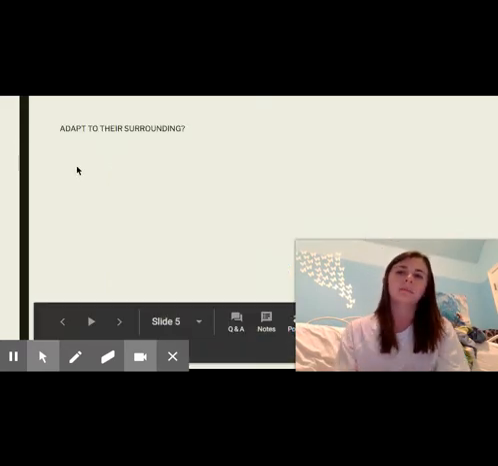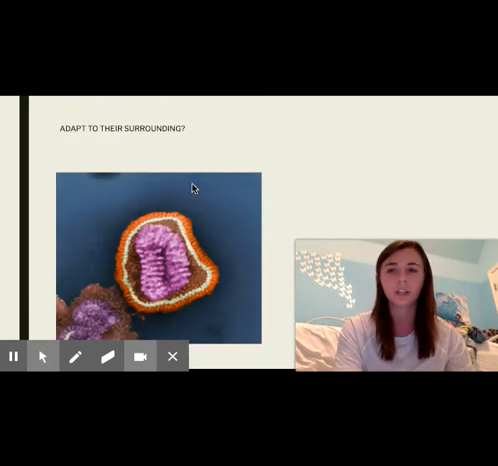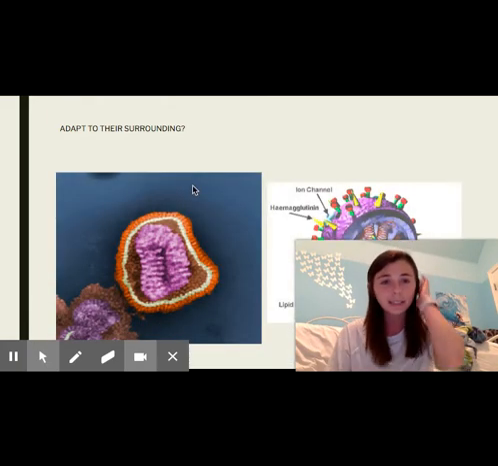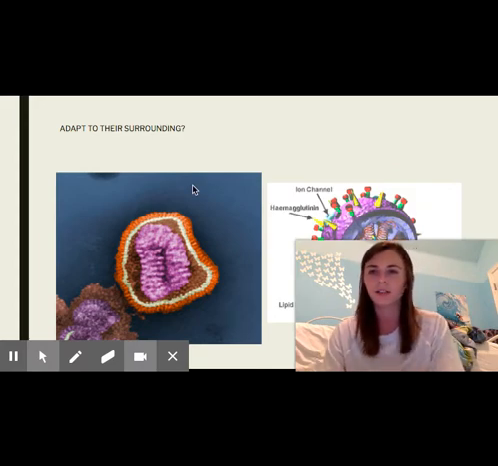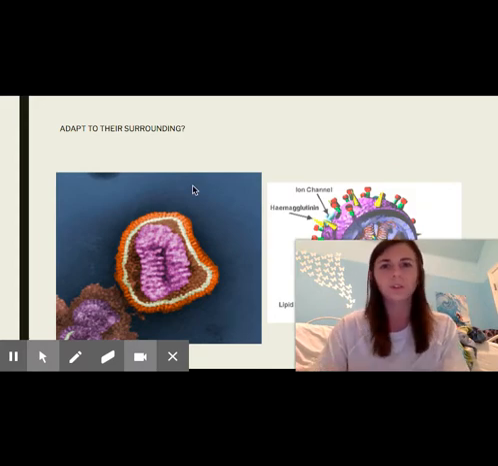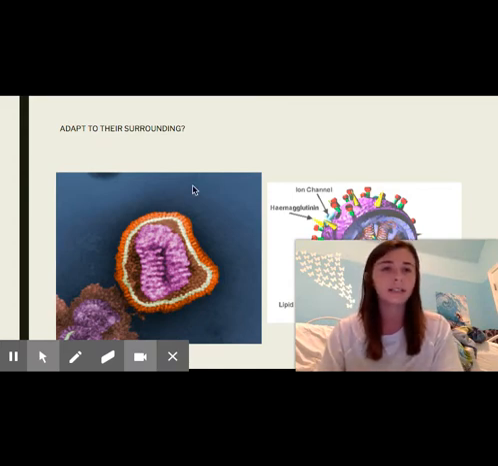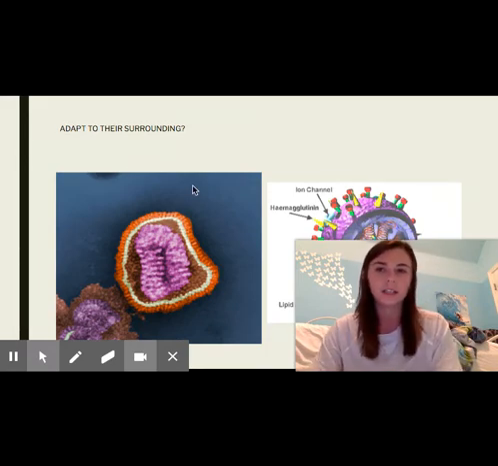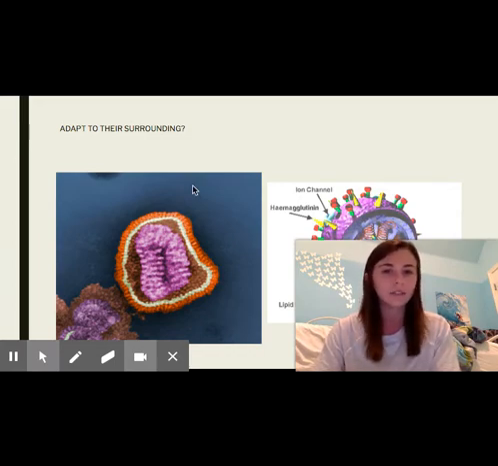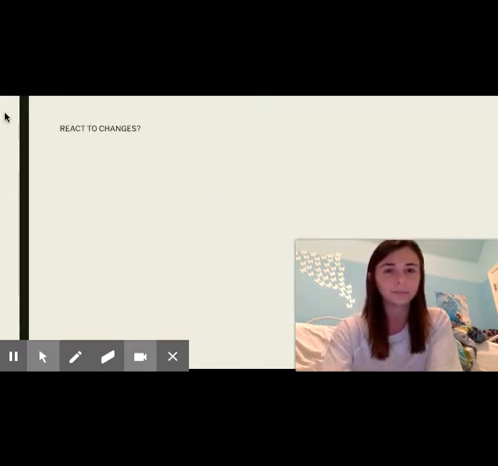So what about adaptation? Do they adapt to their surroundings? The answer is yes. Viruses mutate. For example, you can think of the flu virus. It's a virus that mutates very, very easily. That's the reason why every year we need to go get a new flu shot, a flu vaccine, because the vaccine from the previous year is not working anymore because the virus is different. So we could say, yes, viruses do adapt to their surroundings.